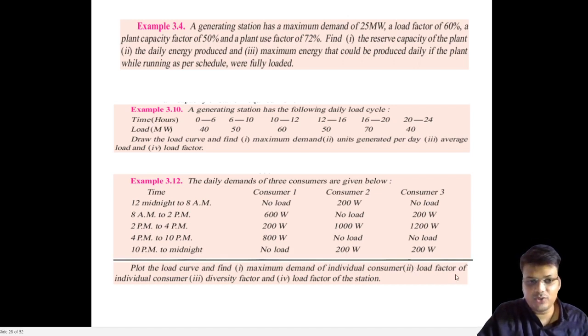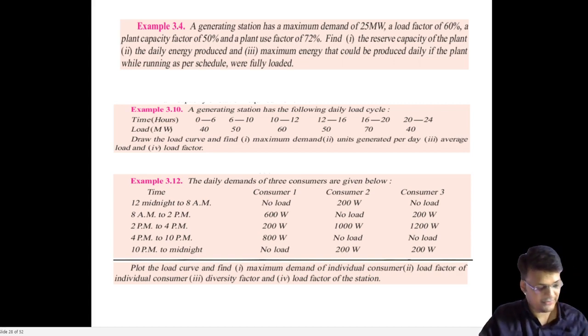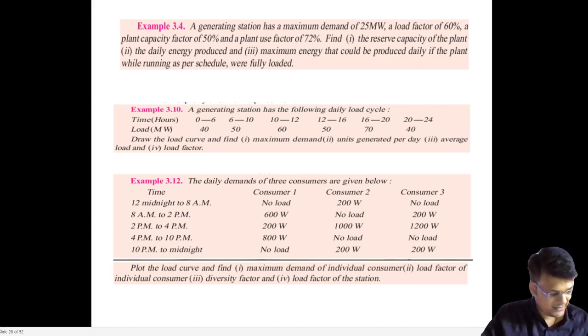Now, what is the load factor of the individual customer? So how will we calculate the load factor? Everybody is getting a different answer: 0.625, 0.5, 0.71, 0.75, 0.1.